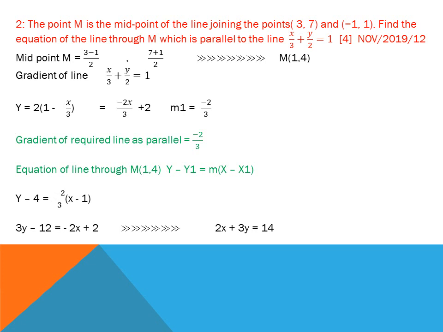So midpoint M is equal to (x1 plus x2 over 2, y1 plus y2 over 2). Here I use the formula. x1 is 3 and x2 is minus 1, so 3 minus 1 over 2. And y1 is 7 and y2 is 1. So I get the point M is equal to (1, 4) here.